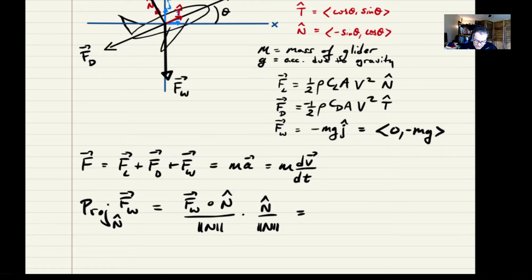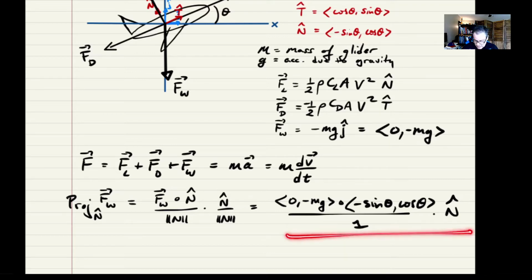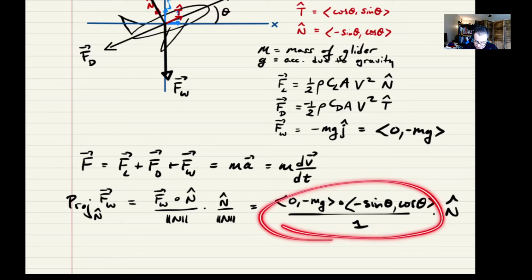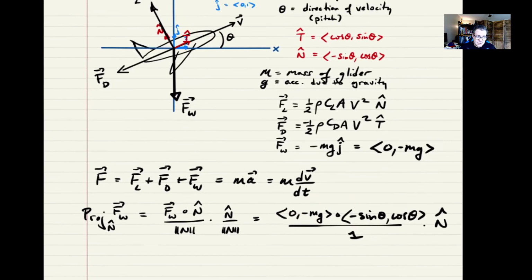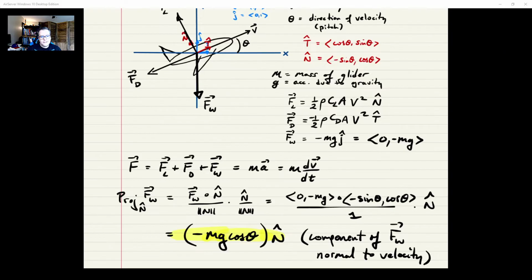So in order to do the dot product, I can look at the force due to the weight, which is this vector 0, negative mg, dotted with the unit normal. And that unit normal we have already established up here as negative sine theta, cos theta. And this is all divided by 1, times the unit normal vector divided by 1. So this is still a vector that I'm constructing here. This is the magnitude of the vector and this is the direction. And what we're really talking about is the component of the weight that is normal to the path.